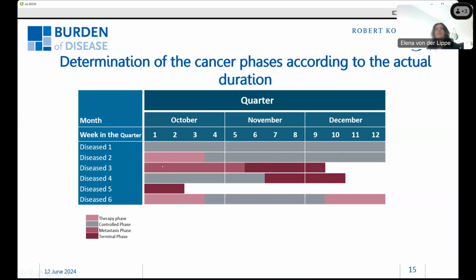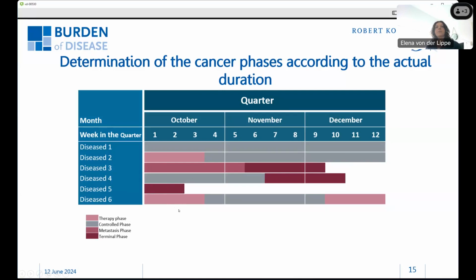It could happen also that we have recorded a person with metastasis, and then we have the death date. So we assign the last 4 weeks of this as a terminal phase. It could also happen theoretically that we had a control phase and then a death happened. So we assign again the last 4 weeks as a terminal phase. Or we have observed a death in the beginning of our observed period. So we have also assigned a terminal phase for this.